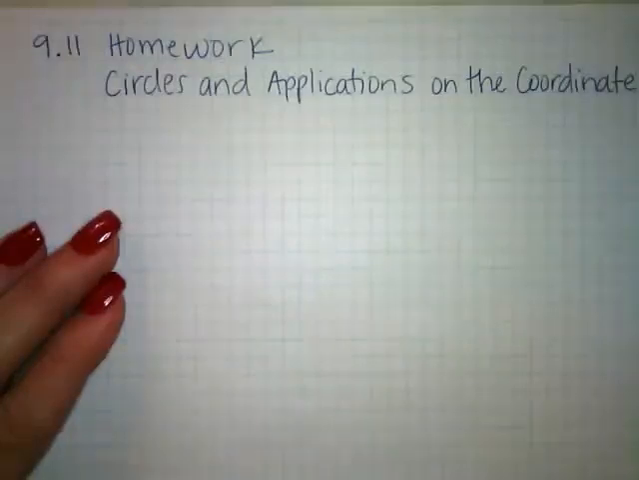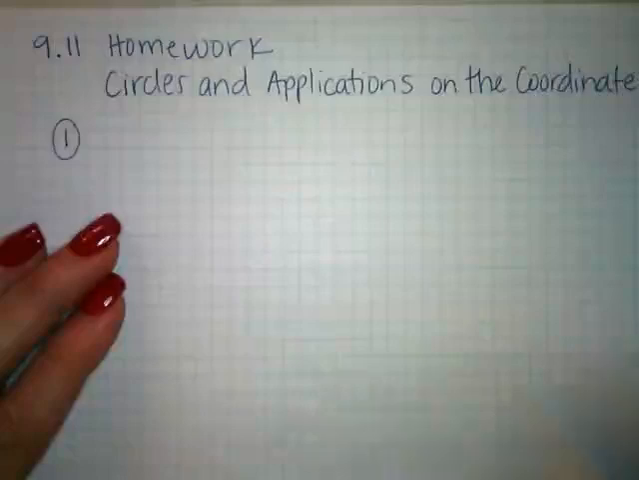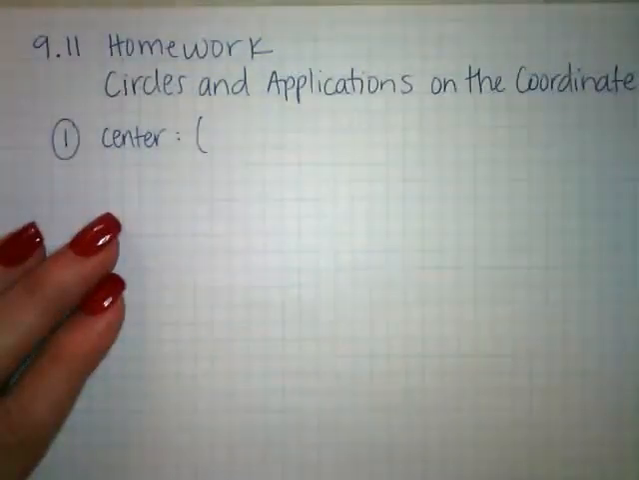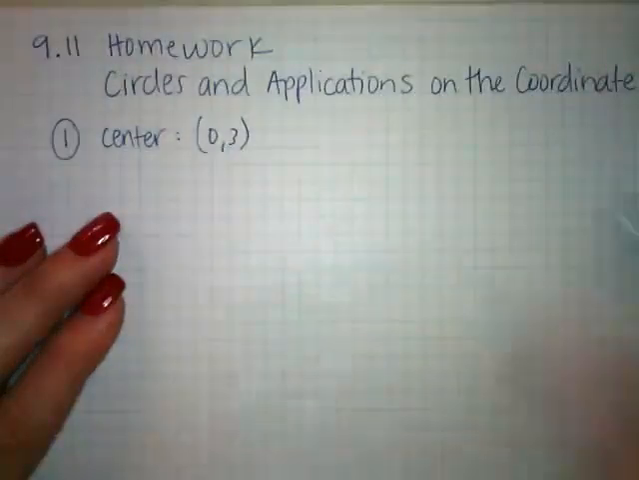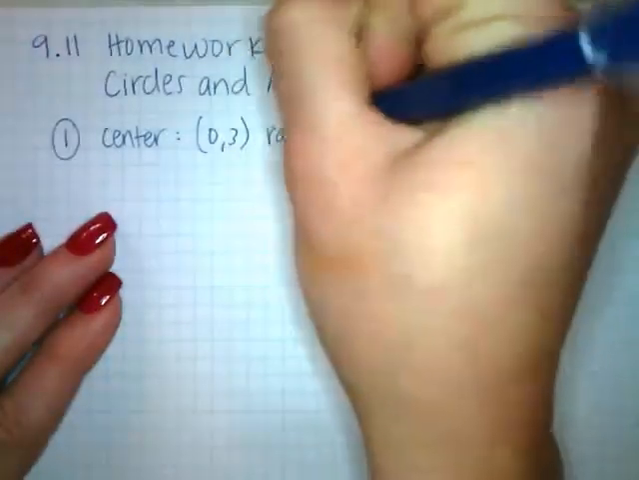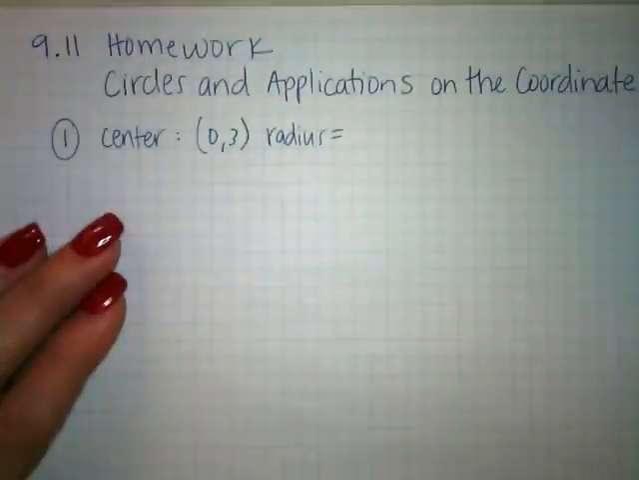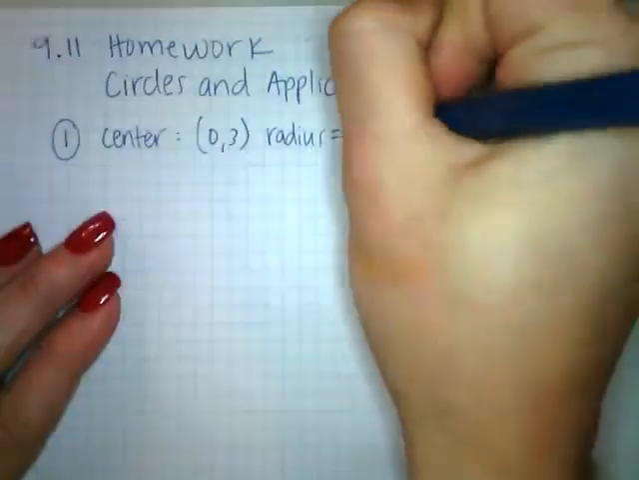Question 1 says, write the standard and general equations, then find the area of each circle. If we're going to start with the standard equation, I'm going to need to identify the center of the circle. So this is number 1. The center of the circle looks like it's located at (0, 3), and the radius appears to be 1, 2, 3, 4 units.